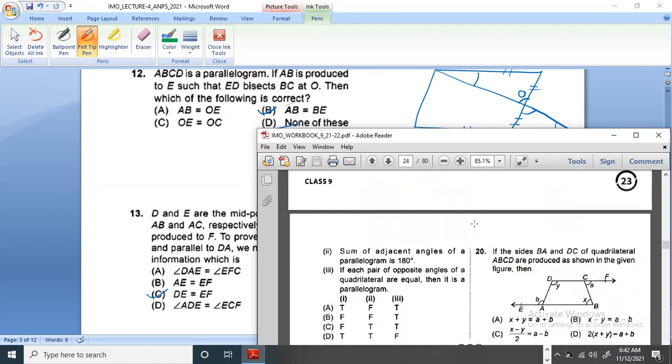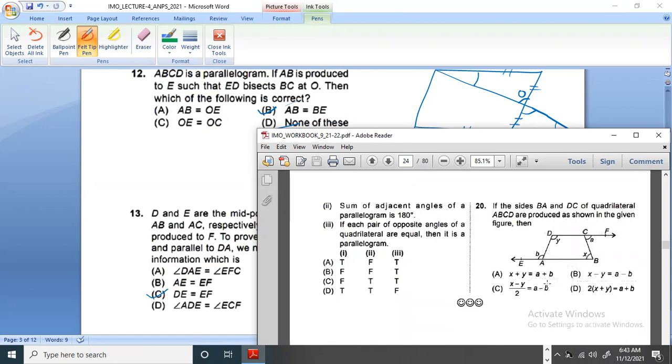Achha. Question number 2. Sum of adjacent angles of a parallelogram is 180 degree. Yes, this is true. So 2 is true. So false and then true. So option C is correct. First option is false, second option is true. Okay. Fine. And let us complete question number 20. Last one.